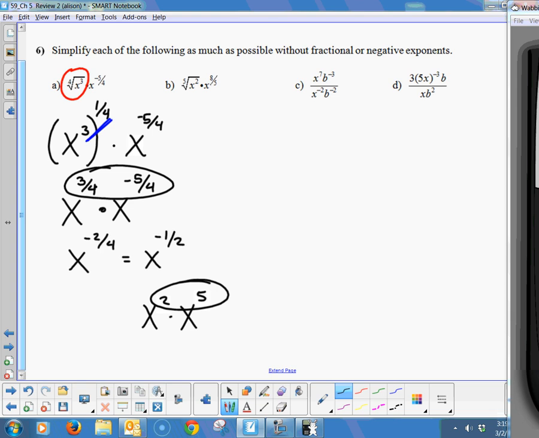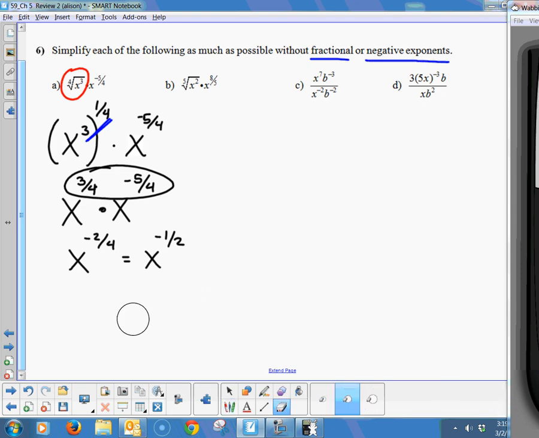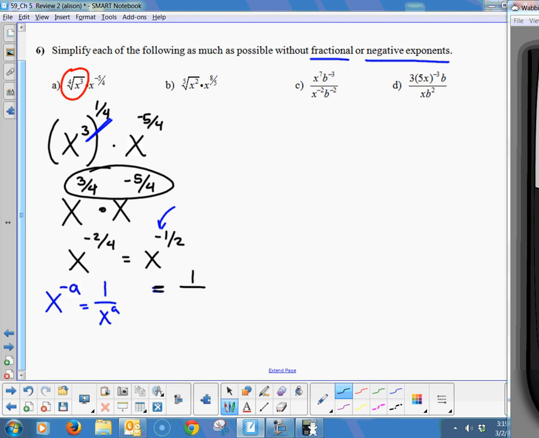Now it says don't use fractions and don't use negatives in your exponents. So I'm going to need to make this not a negative. Well, I know that x to a negative power is 1 over x to a positive power. So I'm going to rewrite this as 1 over x to the 1/2. And I also know that x to the 1/2 power, a fractional power, can be written as a root. So this is 1 over square root of x.